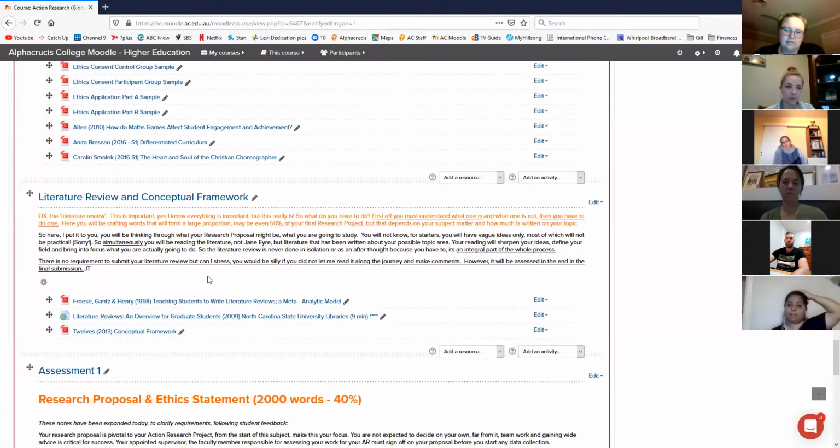Now the literature review and conceptual framework. This is a huge part of the front end of RES502.